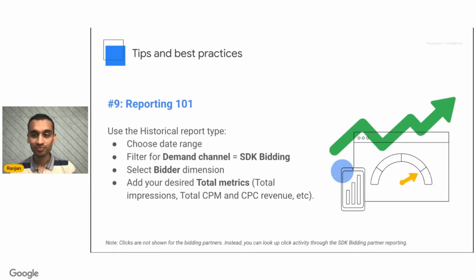And as we discussed a bit ago, keep in mind that since SDK bidding partners are not part of yield groups, the metrics in the yield group section available in the reporting won't provide any insights for them. Additionally, Ad Manager reports won't show clicks for SDK bidding partners. You will need to check the SDK bidding partner's own reporting system to see the click data.